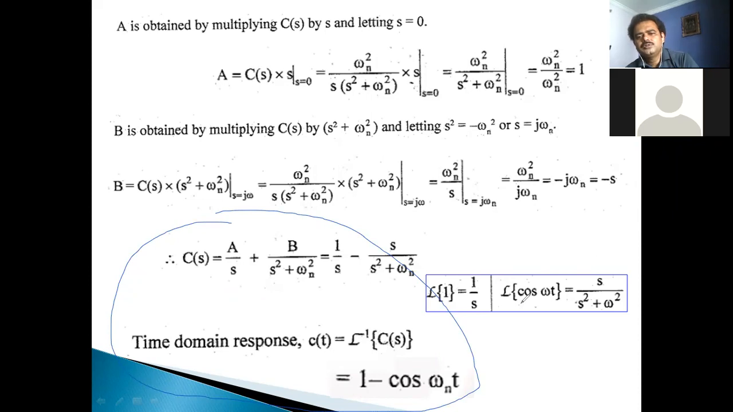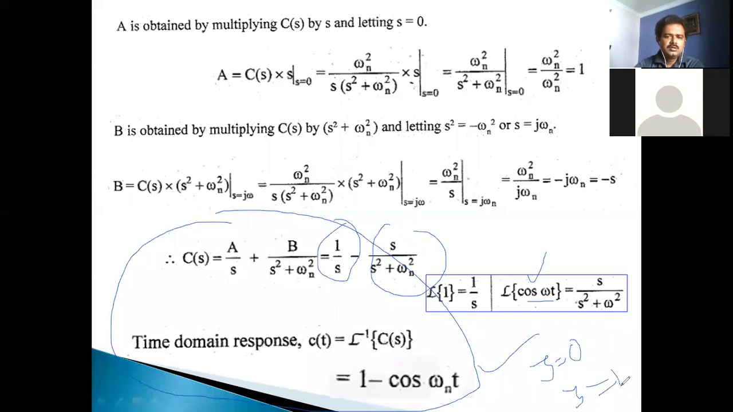Finally, the inverse Laplace of s by s square plus omega square is cos omega t. That's why I have written in this fashion. So finally, you will get the response when zeta is equal to 0, whose response is 1 minus cos omega n t. So the previous case was when the zeta value lies between 0 to 1, and here it is when zeta is equal to 0. And we can also solve when zeta is equal to 1, that is the critically damped case.